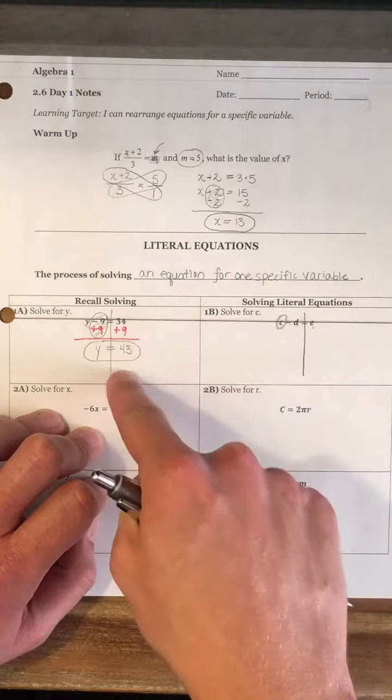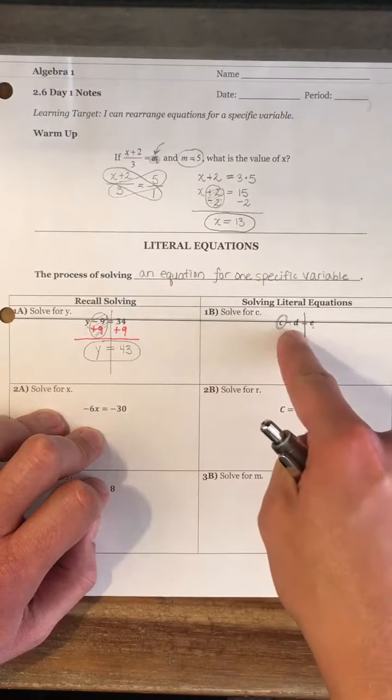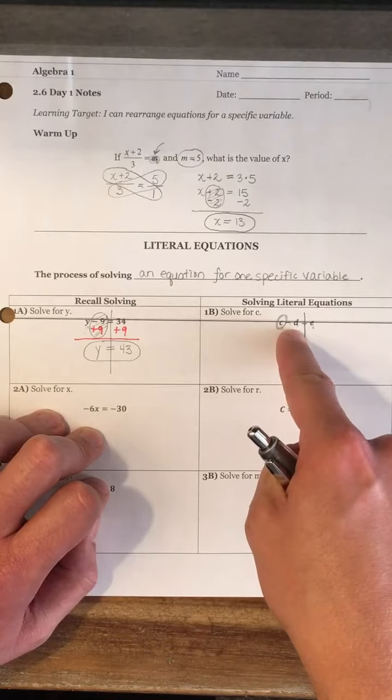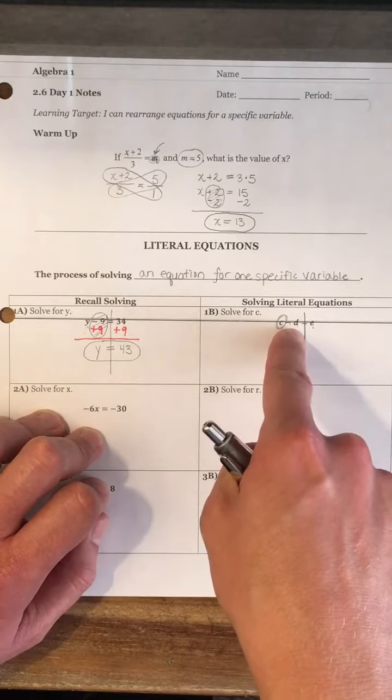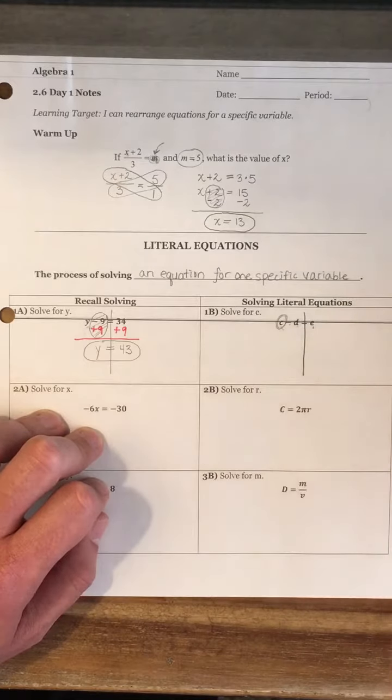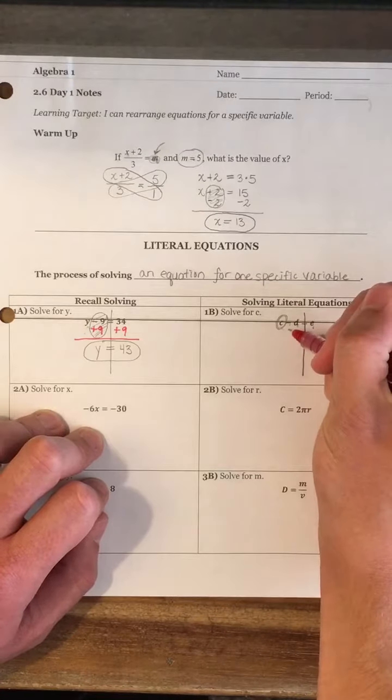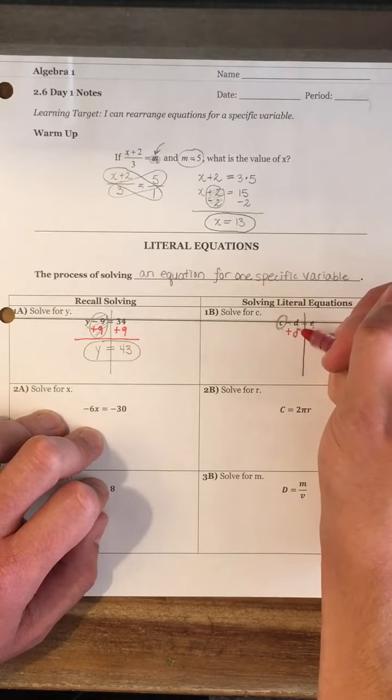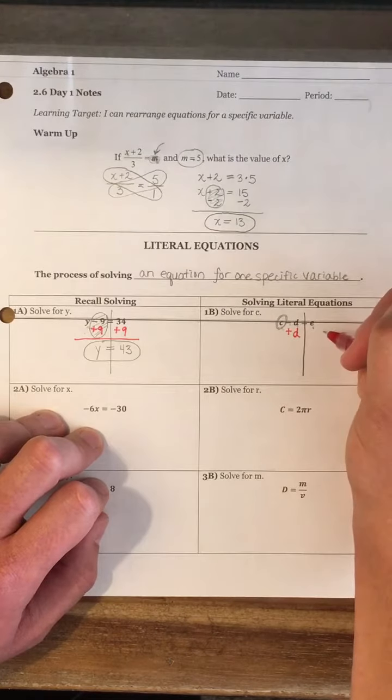It's the exact same process as before. I have to undo a minus d here. Well, what's the inverse of subtracting d? The inverse of that is adding whatever that number is. It just happens to be a variable, d. So I'm going to add d to both sides.